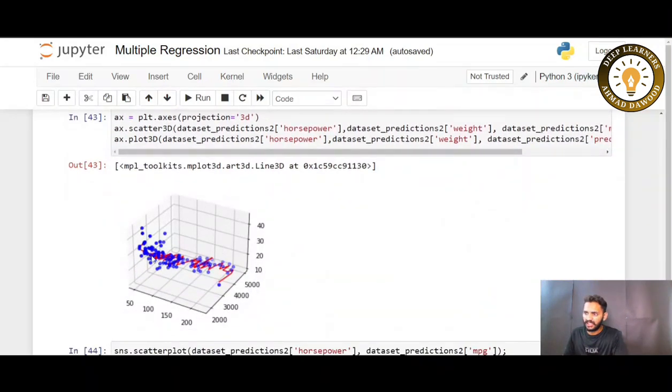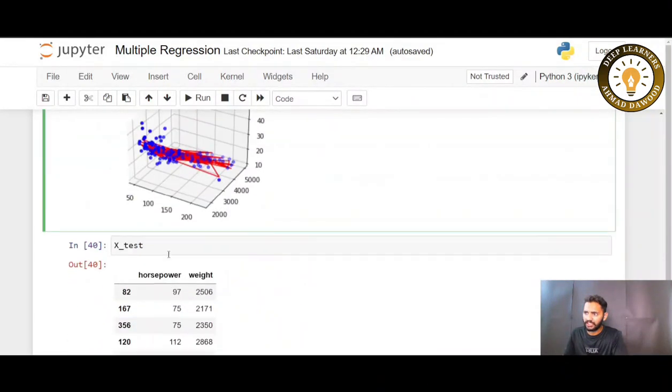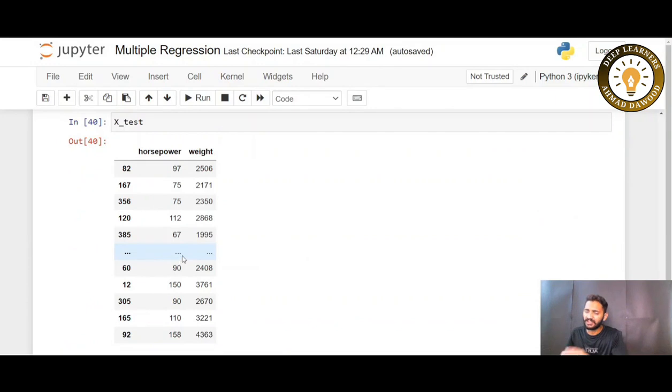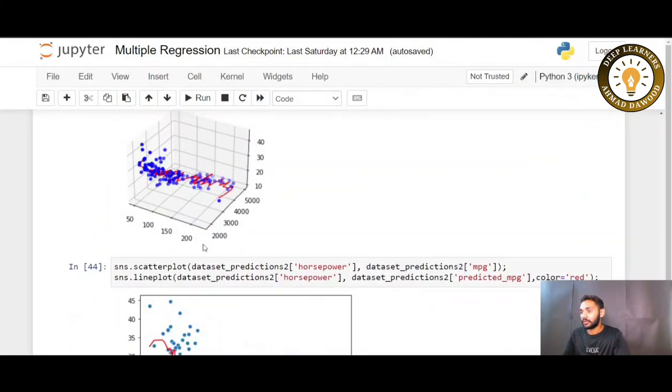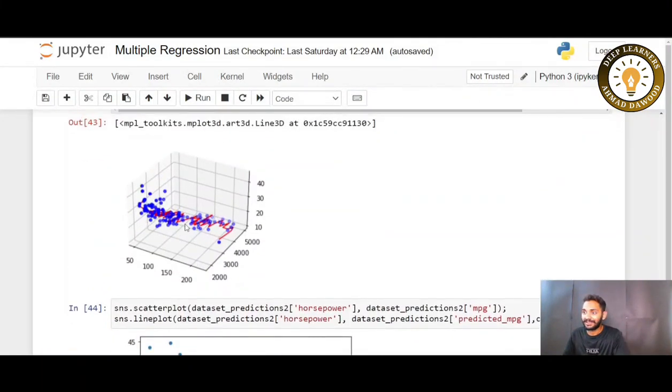So now you can see there is a more regular model as compared to this one. This is the customization of Matplotlib. That's why I recommended the Seaborn library, which does a lot of stuff for you by itself. So here this line is our model that we have achieved.